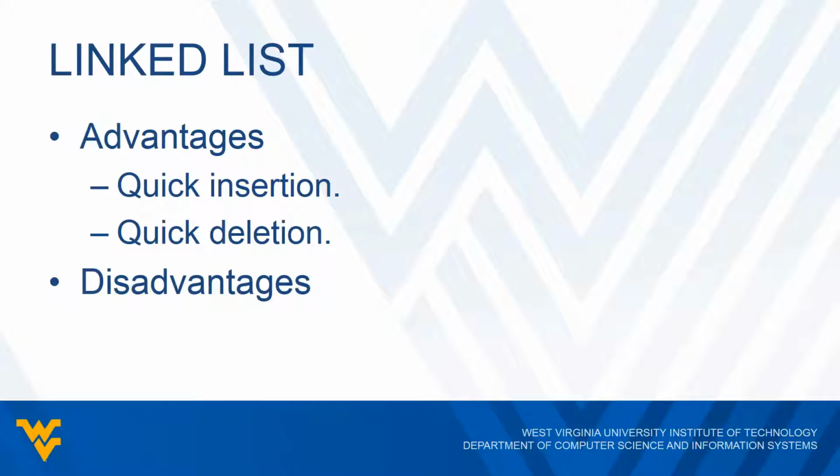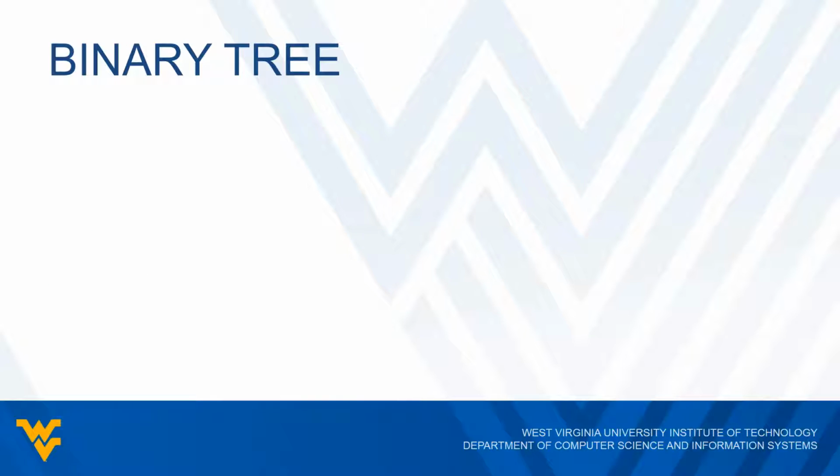But the big downside with this data structure is that searching is very slow. What we'll see here is we don't have an index for the elements in this data structure. So we're not going to be able to directly access or find a particular element. We have to search through the whole thing in order to find what we're looking for.